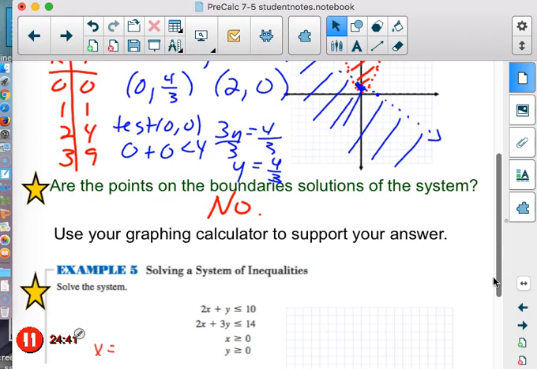But if we go under apps, and I've got a lot of apps on mine. Keep scrolling down until you get to Inequalz. That's graphing inequalities. So, a couple of things with it. First of all, it takes a lot longer to do it on the calculator than it does by hand.